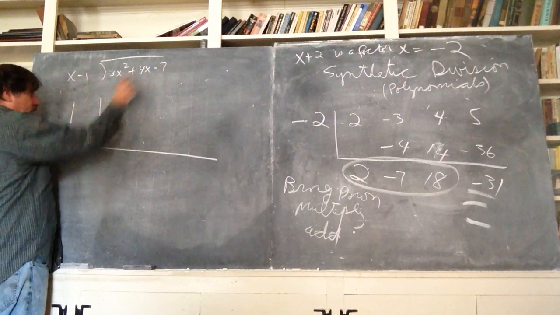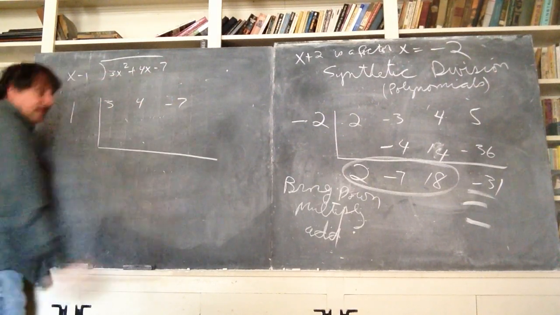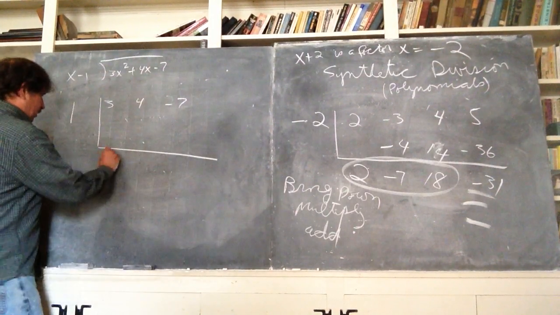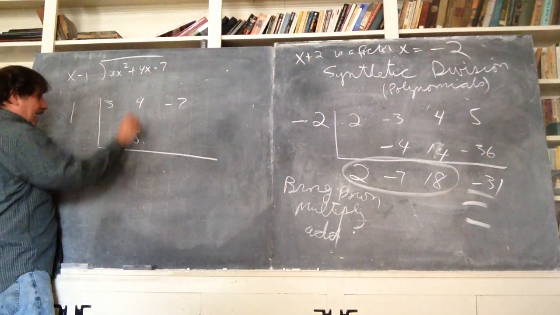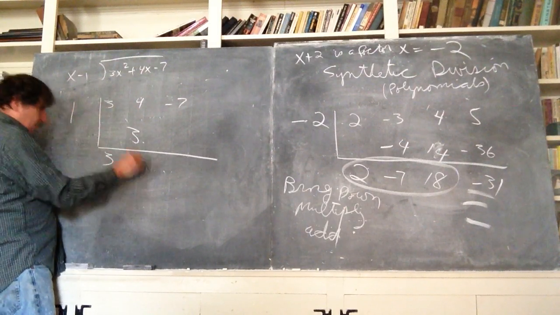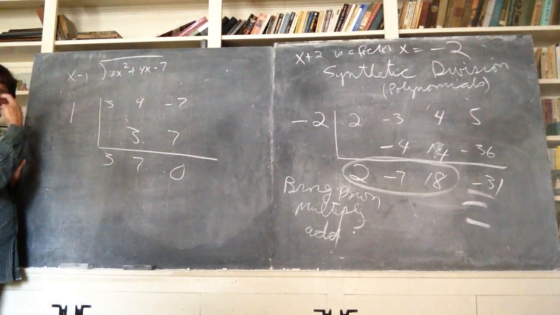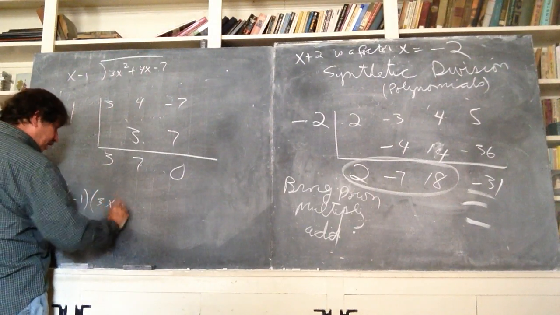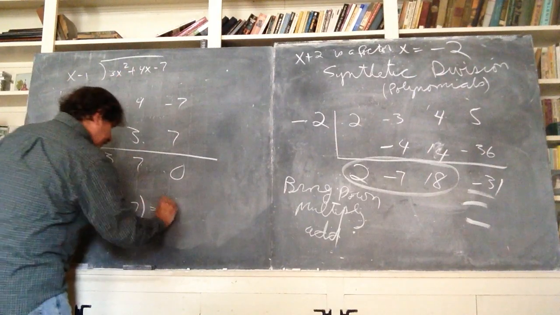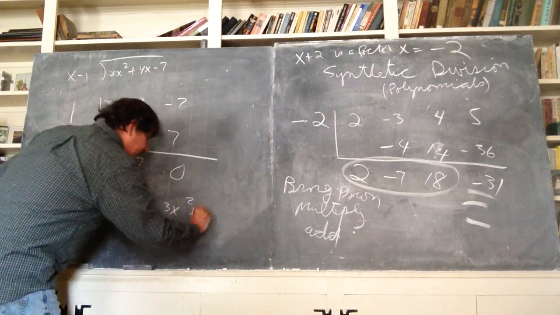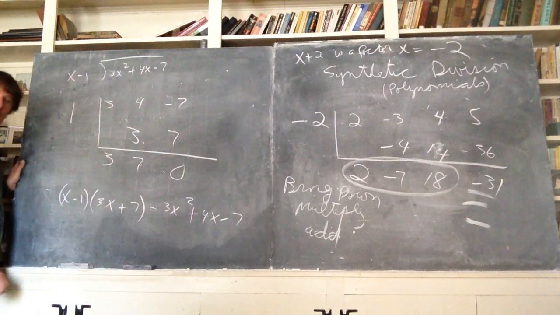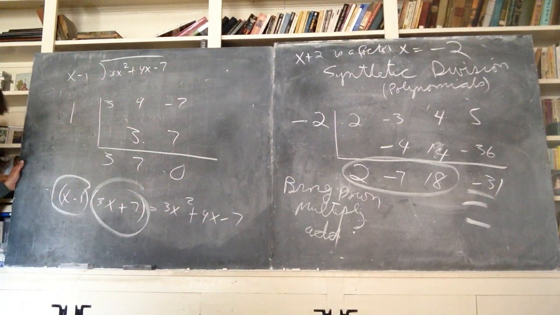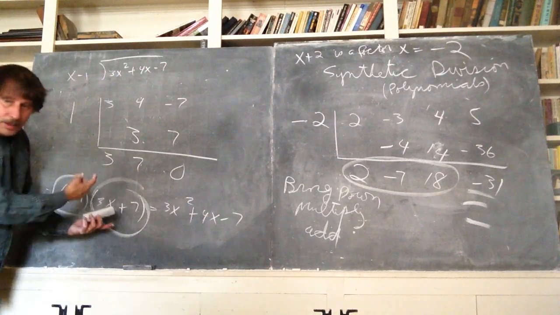Then we don't have to write the x's. Bring down. Multiply, add. Bring down. Multiply. Add. Bring down. Multiply. Add. What this shows is x minus 1 times 3x plus 7 is 3x squared plus 4x minus 7. This is a factor. Then that's a factor. Next section, you're going to have something called the factor theorem. I made that one up just to show.